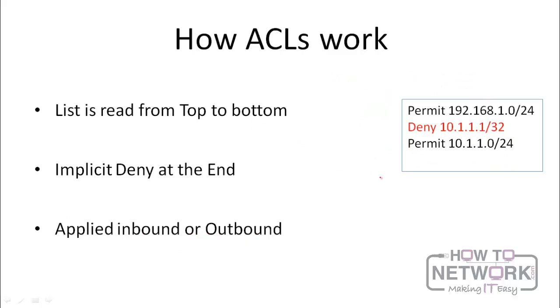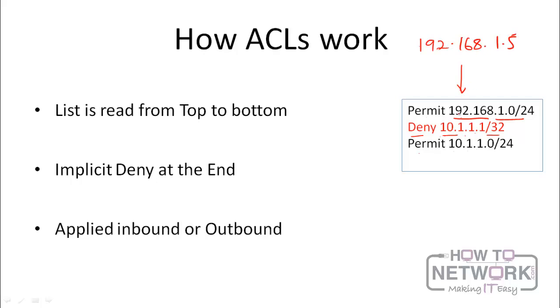Like I said, an access list is a list. For instance, this is an example of an access list written in plain English. You can have permit 192.168.1.0/24, which means you should permit any IP address that is sourced from this subnet. Then another entry that says deny 10.1.1.1/32. And /32 means that it's a host address, so it's only going to match the 10.1.1.1 IP address itself. And the last one is to permit the 10.1.1.0/24 subnet.